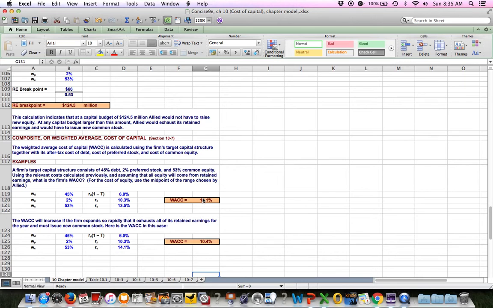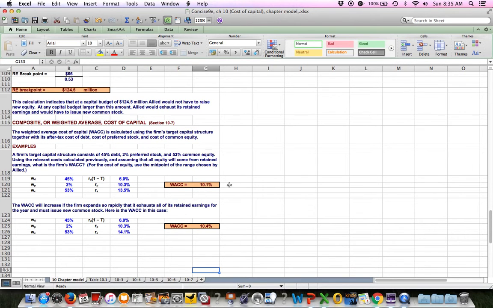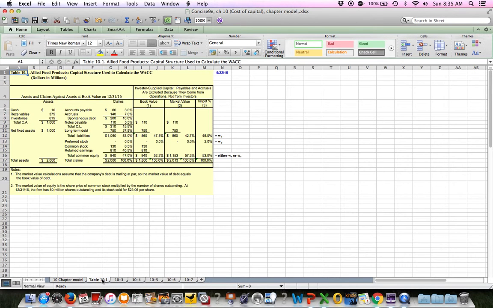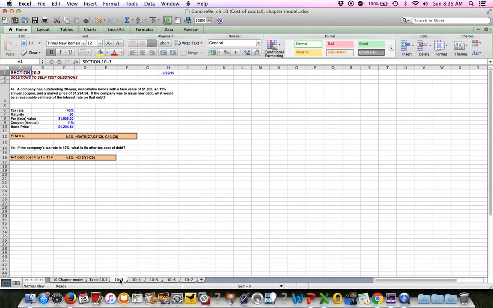Okay, so basically, what's the cost of capital if we used our retained earnings, 10.1, or if we issued new stock, which would be 10.4, a little bit higher. Okay, and then what these Excels always do is give you the illustrations used in the chapters. This table was in the chapter, and then the various self-test questions that are embedded within the chapter. The answers are always just right in here.